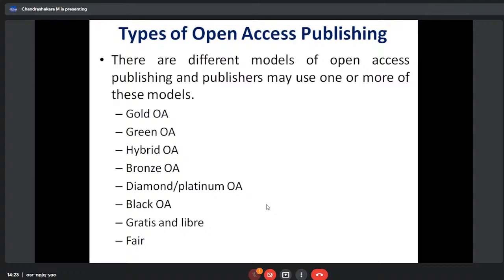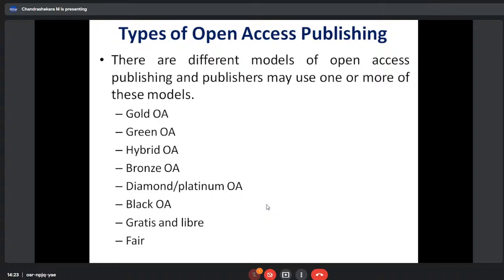Now, apart from this, there are many open access publishing models, and the publisher may use one or more of these. One is gold open access, another is green open access, then hybrid open access, bronze open access, diamond or platinum open access, black open access, and gratis and libre as a pair. Many are available.